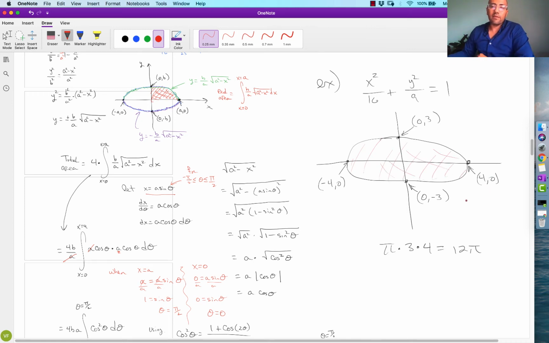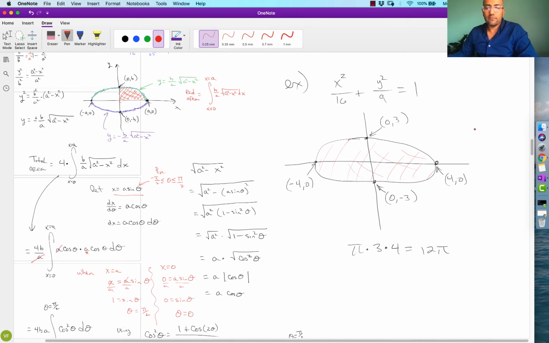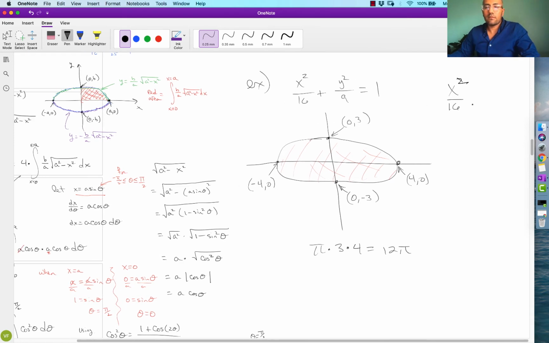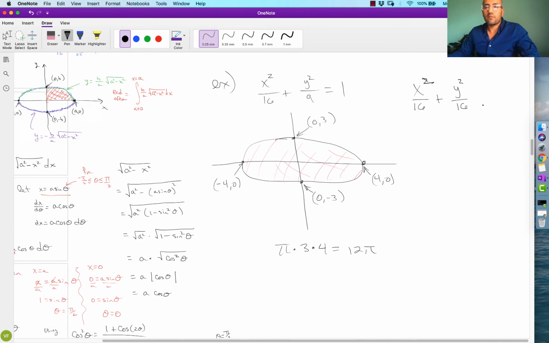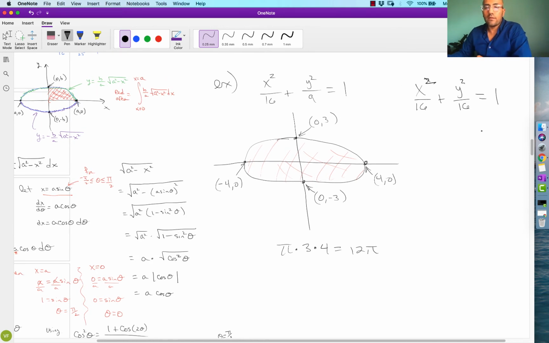Good. And if you think about a case where these two numbers are the same, then that means I can simplify it this way. For example, if I had x squared over 16 plus y squared over 16, so they're both the same, equals 1, then that would actually be a circle, like this.